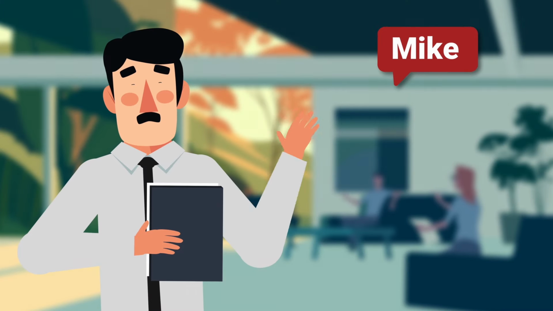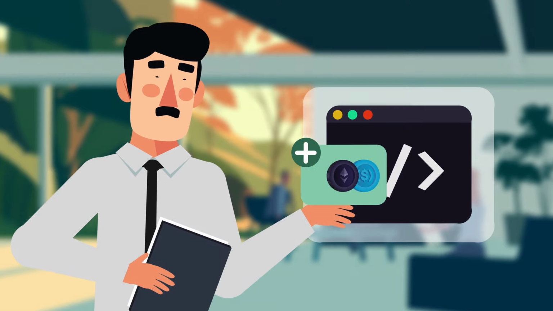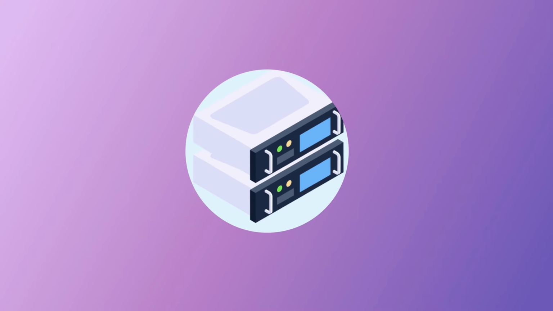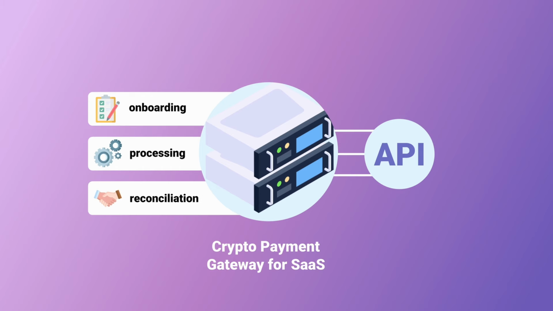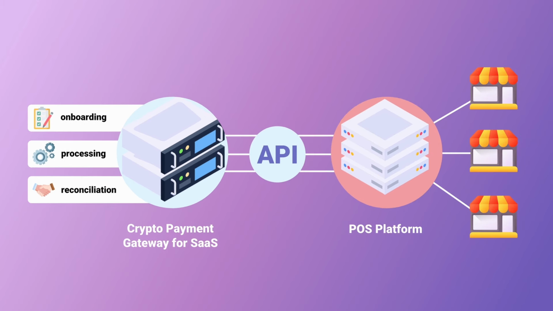Meet Mike. He works as the CTO of a POS software platform. He's responsible to add crypto payments for his multiple merchants. To do so, Mike needs to choose a crypto gateway offering an API that allows onboarding, processing, and report generation in a centralized manner, and on behalf of all his portfolio merchants.